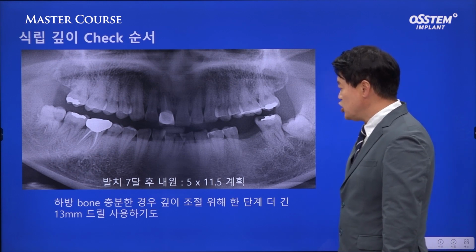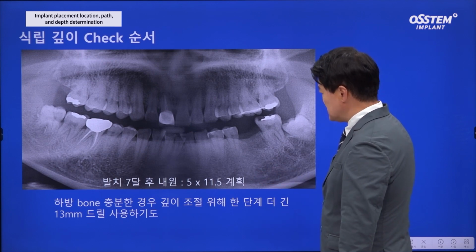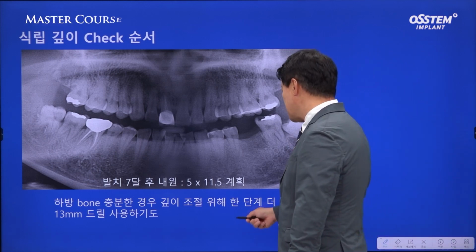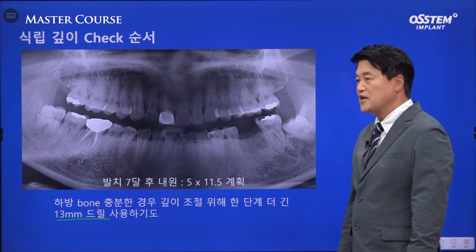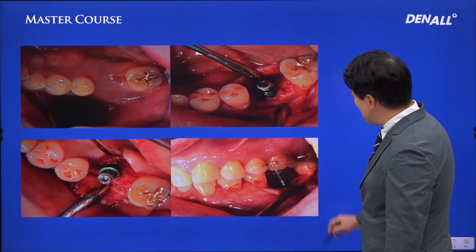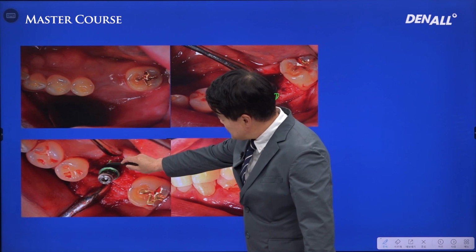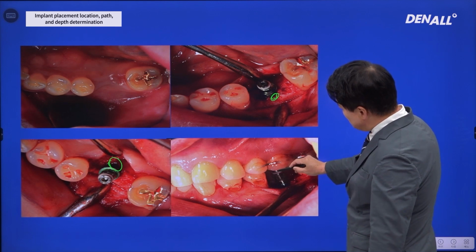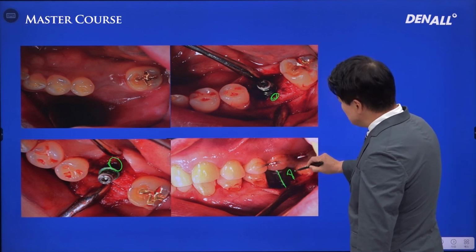The patient visited 7 months post-extraction. A 5 by 11.5 implant is planned, and the implant was placed. When there is sufficient bone below, the depth can be more easily controlled using a drill one size longer, the 13 millimeter drill. As you can see, after the placement of an implant, the rough surface is checked buccally, and lingually it is checked again, whether the rough surface is submerged, and lastly, at occlusion, the mount is checked whether 8 millimeter space is secured.